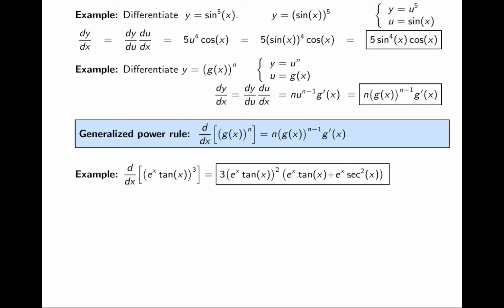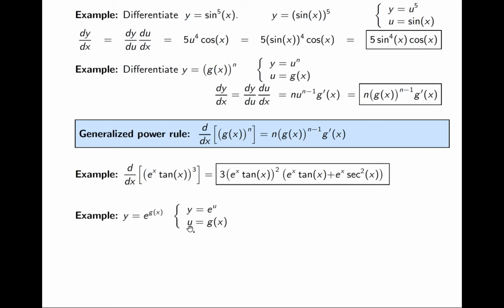There are other generalized rules. Here's another pattern that will happen very, very often. You'll have a function y equals e raised to the power of g of x. And you'll want to find the derivative of that. Well, to find the derivative of e to the power of g of x, you'll recognize that as a composition. It's y equals e to the power of u, where u is g of x.